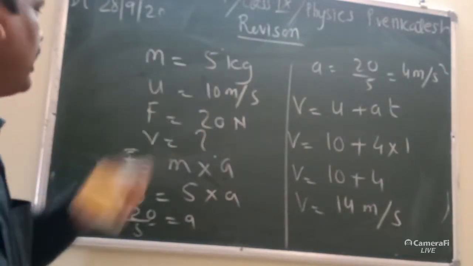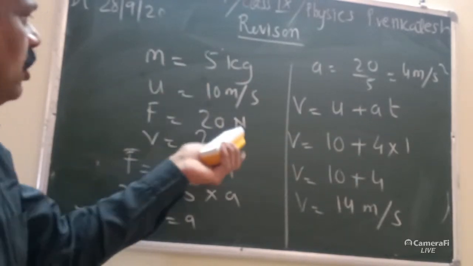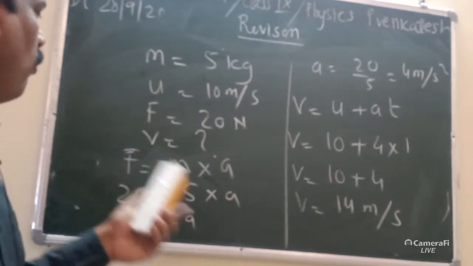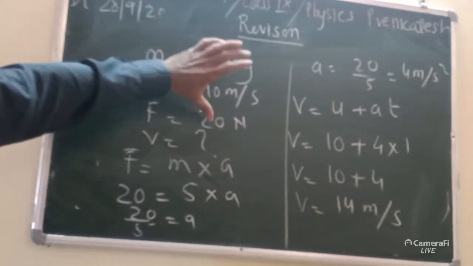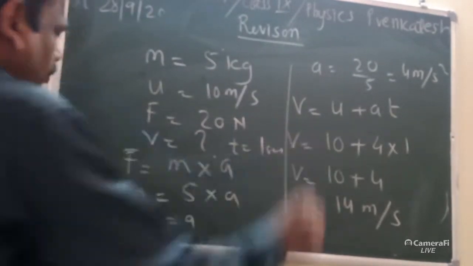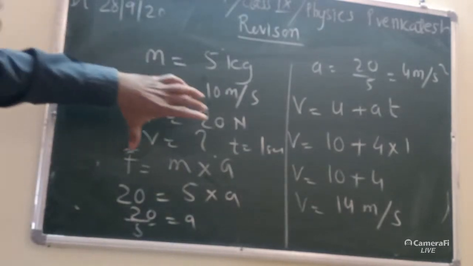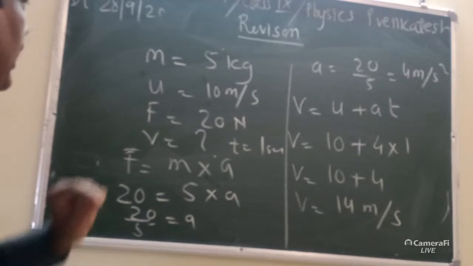Here it was moving 10 meter per second. F equal to, you have applied a force 20 newtons on it. Then what will be the final velocity after 1 second? F equal to 20, V equal to question mark. You can also write T equal to 1 second. Now we know that, according to Newton's second law, force equal to mass into acceleration.